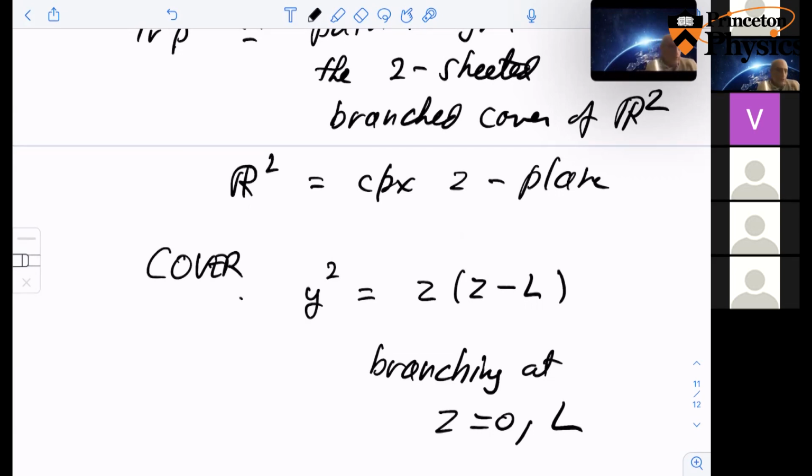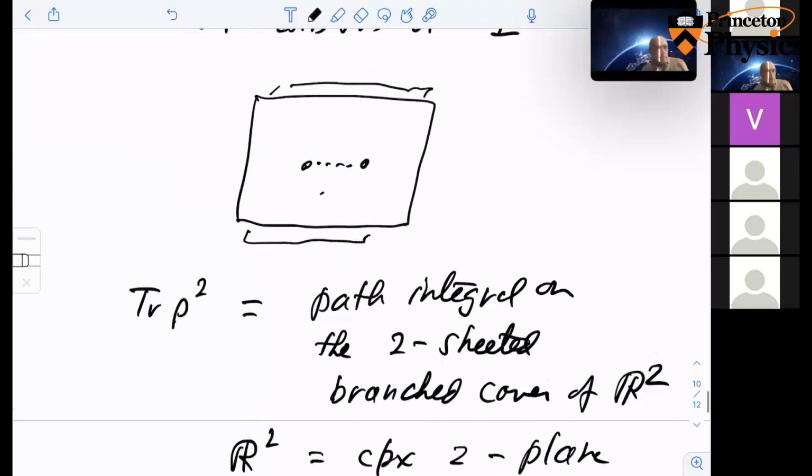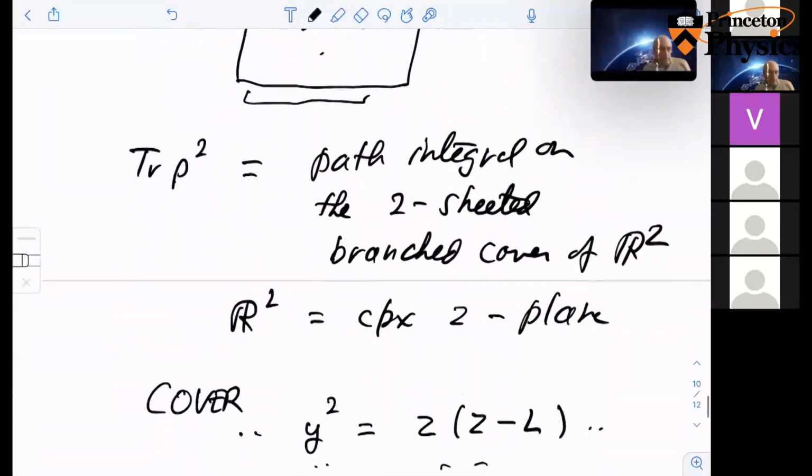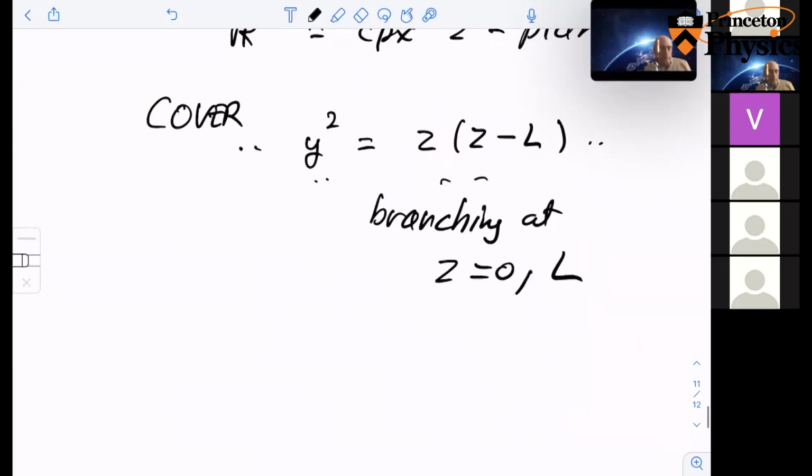And then this simple equation has two values of y for each value of z, so it describes a double cover of the z-plane. Generically, there are two distinct values of y. They become equal at z equals 0 and L, where we have branching. And this Riemann surface is a two-sheeted cover of the z-plane with branching at the two endpoints. So what we're supposed to have learned from this analysis is that trace rho squared is a path integral on a double cover of the plane.